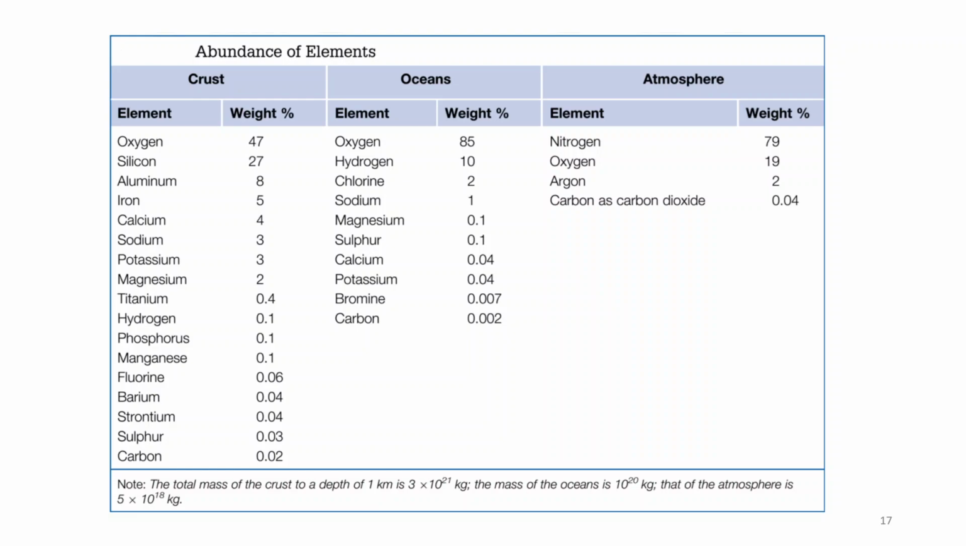As I told earlier during a question as well, nitrogen is very abundant in the atmosphere, and second is oxygen. And in case of the crust and oceans, oxygen is the most abundant. And because sand mainly consists of silica and alumina, silicon and aluminum are also abundant.